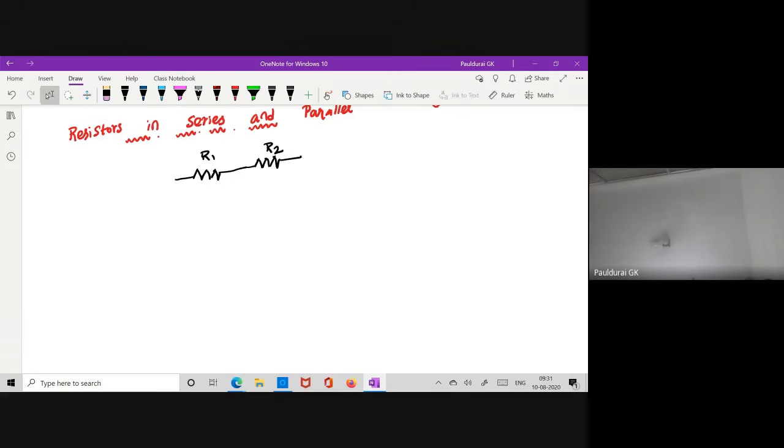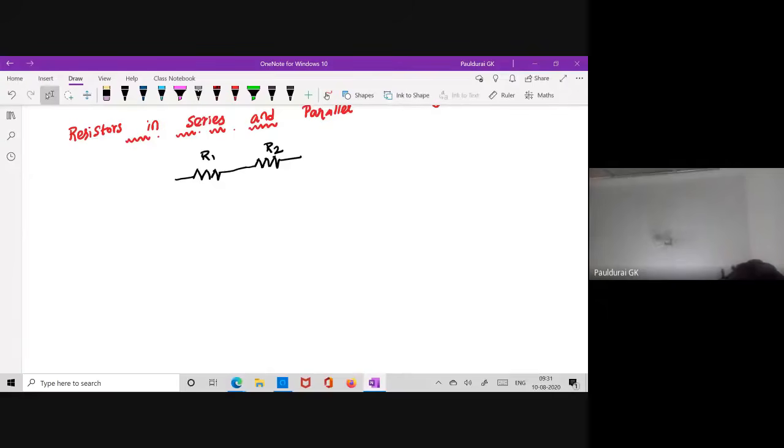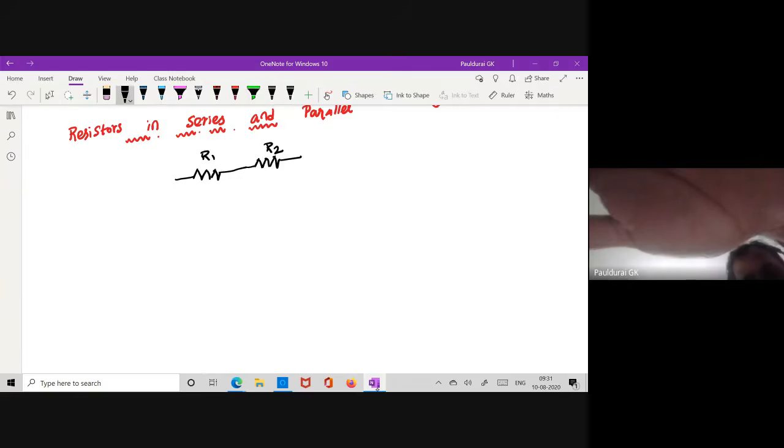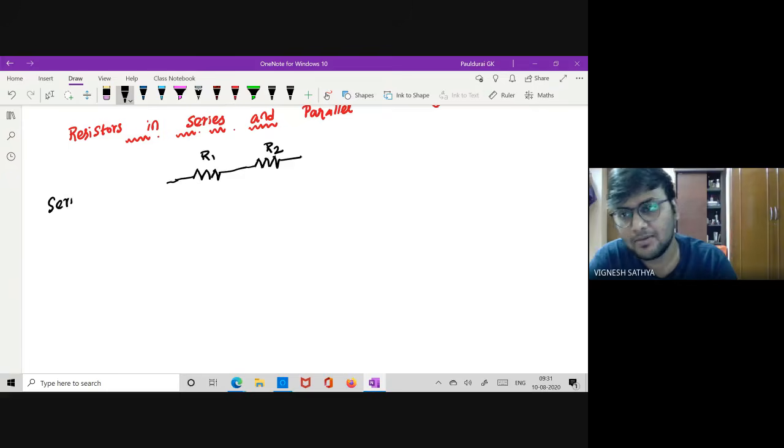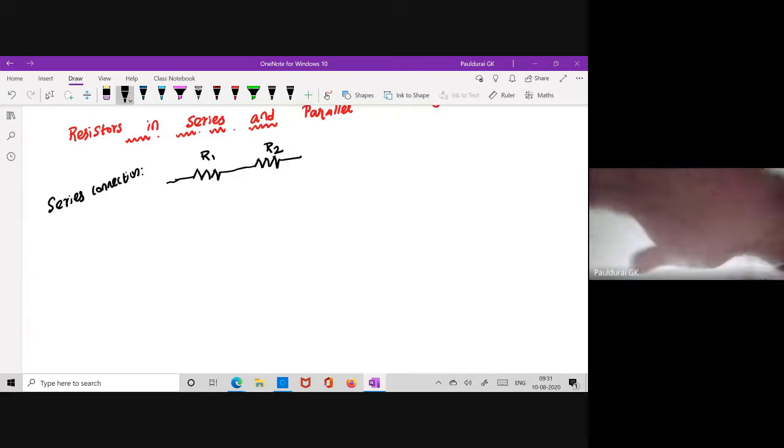The end of one resistor. Same current is flowing through both, sir, if it is connected to a voltage. Both are actually the same. I want to appreciate you people, both of you. Okay, series connection. Same current will flow in series connection.